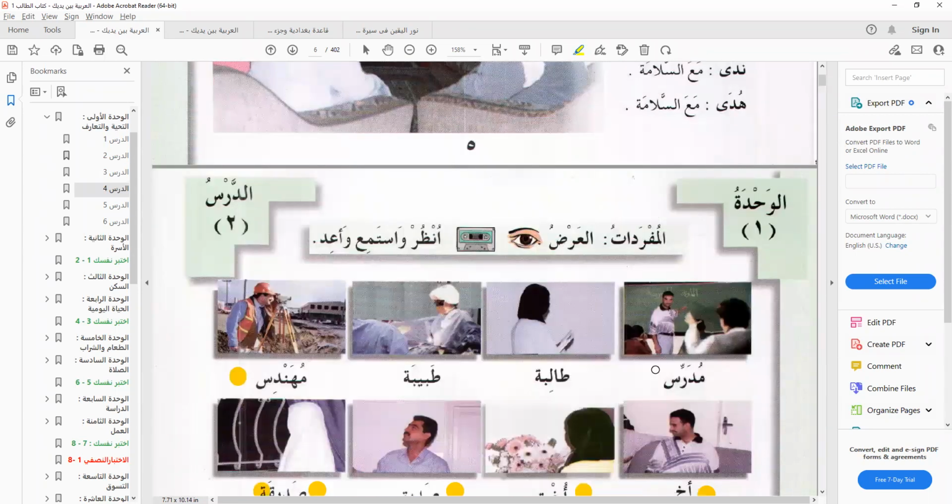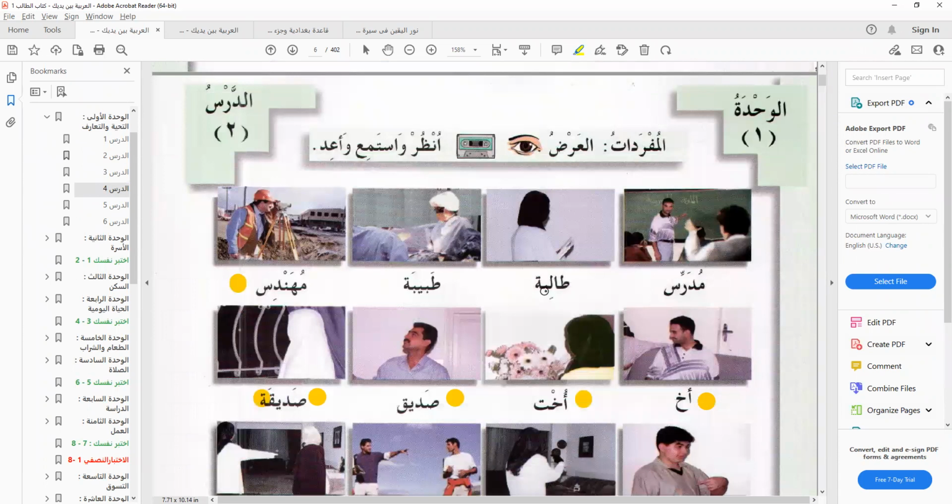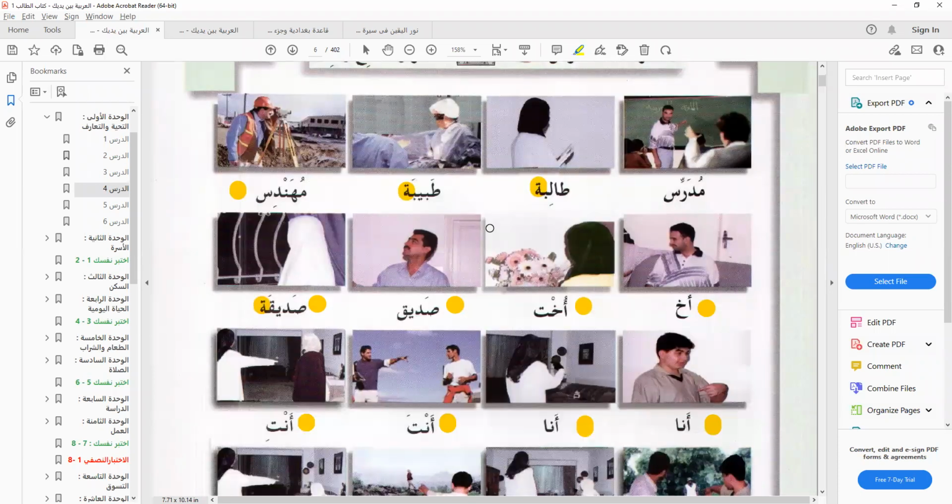Okay, then we identified some of these. Muhandis, taliba. Taliba is a female student. Tabiba is a female doctor. Taliba will always have the ta. Muhandis, engineer. Akhun, a brother. Ukhtun, a sister. Sadiqun, a friend. Sadiqatun, a female friend.